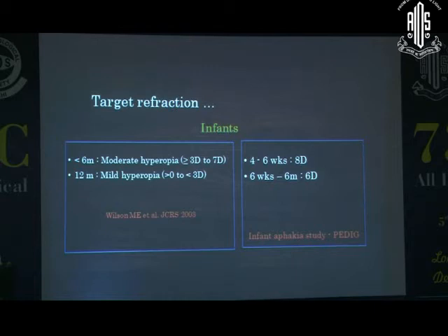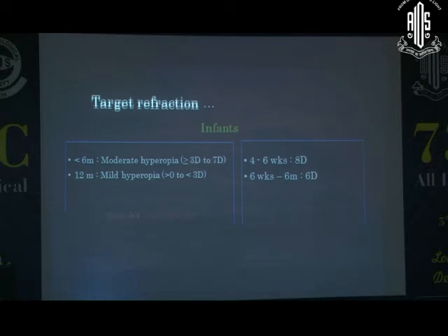So nowadays we talk about children and infants getting IOL implantation. Less than 6 months, we very, very rarely put an IOL, but in such cases, with moderate hyperopia you can aim for more than 3 diopters to 7 diopters. For 12 months children, mild hyperopia, 0 to 3 diopters. This is according to Wilson's study. For 4 to 6 weeks, IOL implantation is very rare. This is not supposed to convey that you can put an IOL in such young eyes, but 8 diopters is supposed to be the target refraction, and for 6 weeks to 6 months, 6 diopters. This is based on the Infant Aphakia Study.